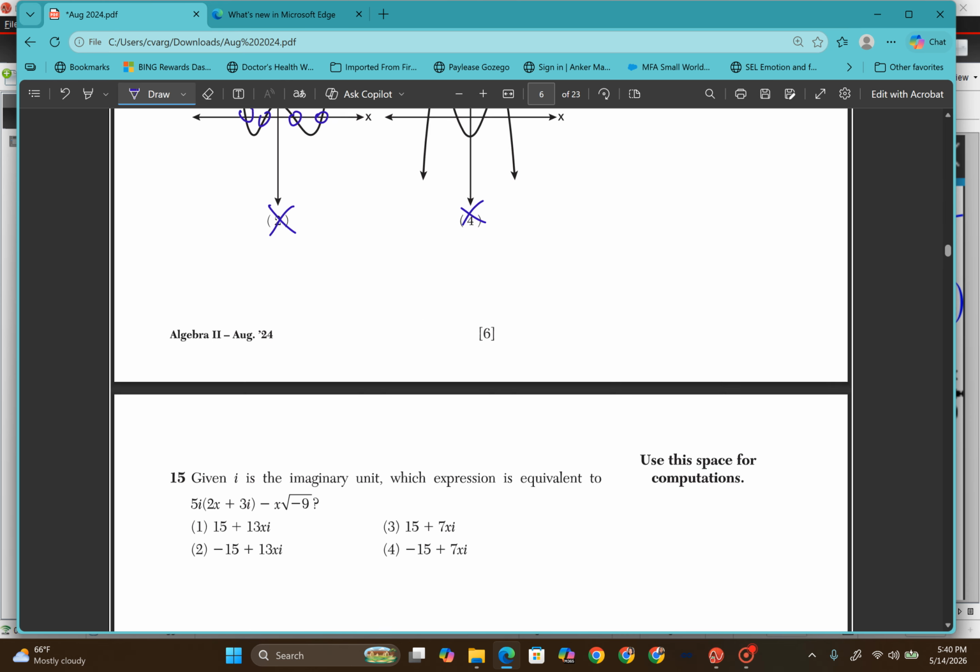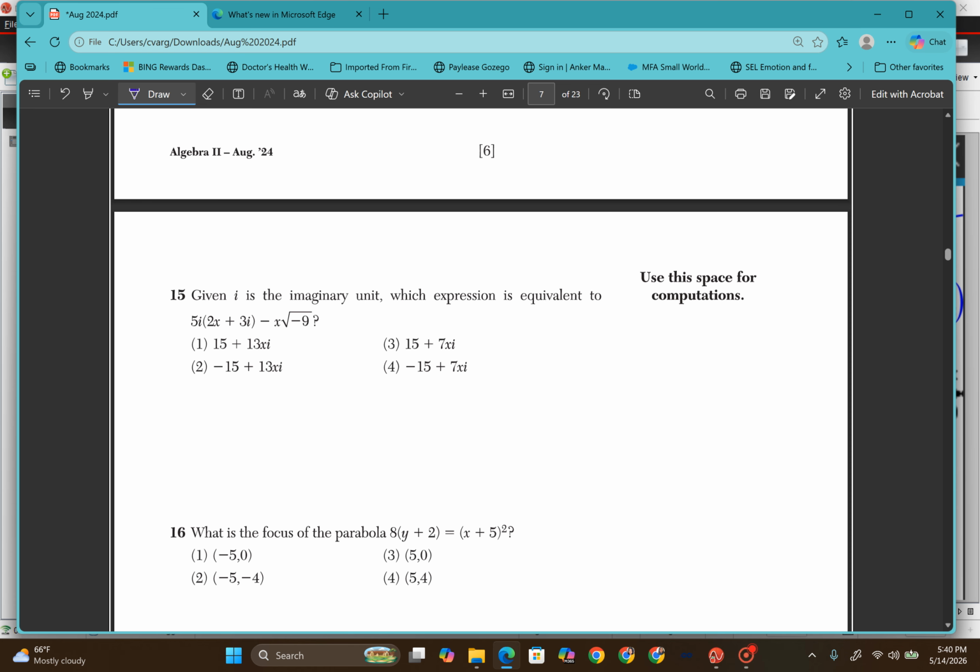All right, question number 15. This is also equivalent to, this is by using the store button. So x store in 2.1 again, and then see which one matches with it. You should get choice 4 for this one.